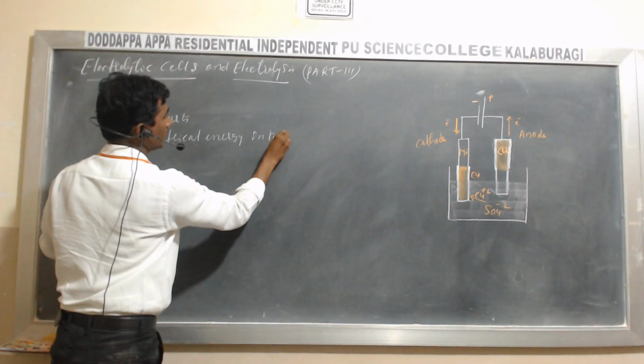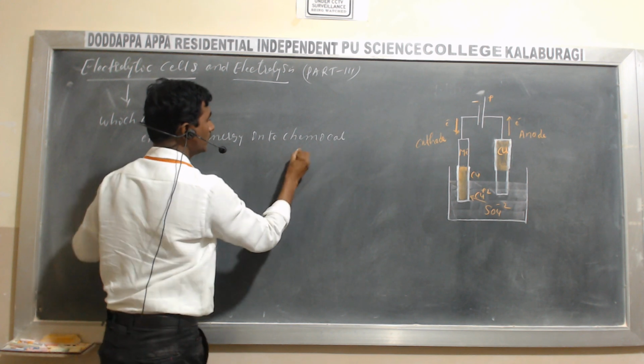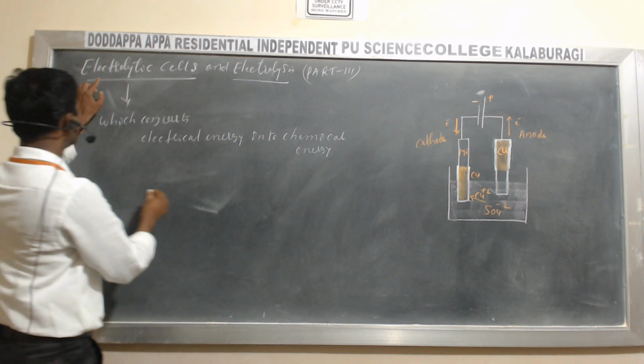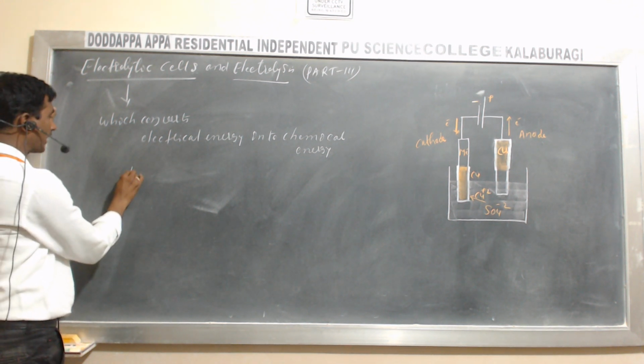The electrolytic cell converts electrical energy into chemical energy. So this type of cell is called what? Electrolytic cells.